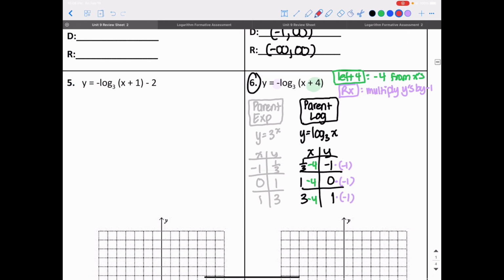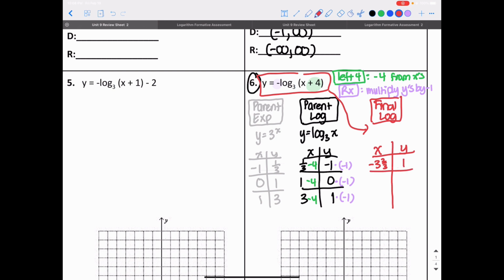And then I'm going to end up with my final log, which is this equation. So that's my final log equation. And the table for that is going to be: I have 1/3 minus 4 is -3 and 2/3. I have -1 times -1 is +1. The next point is 1 minus 4 is -3, and 0 times -1 is 0. And I have 3 minus 4 is -1, and 1 times -1, which is -1.